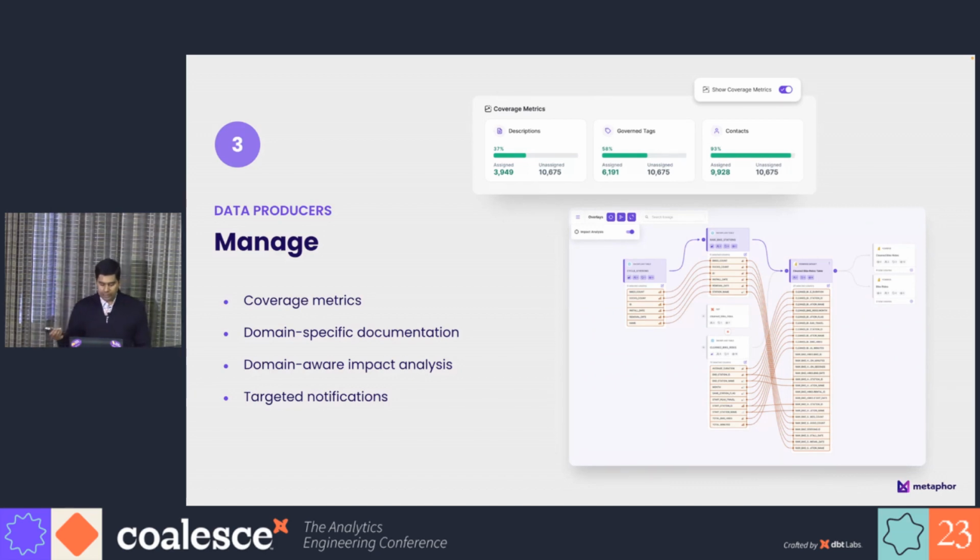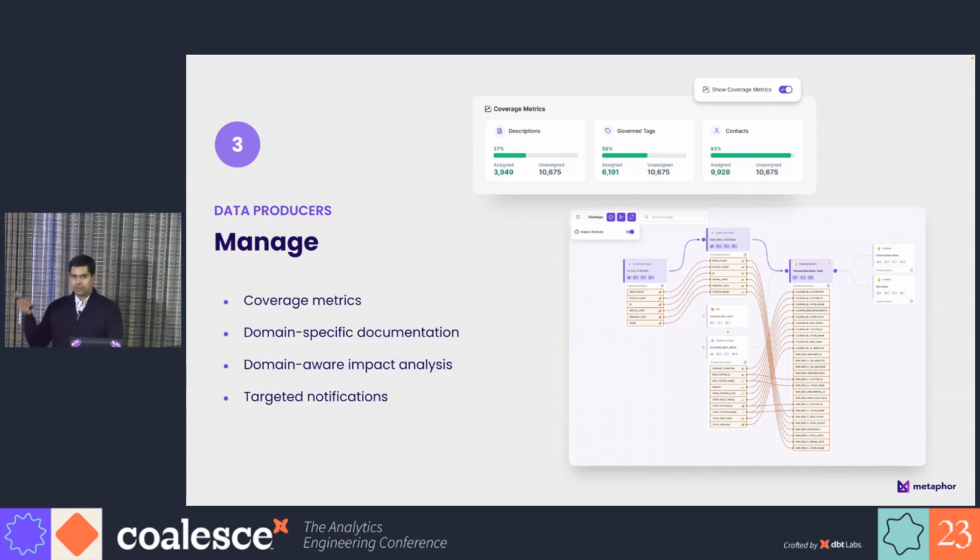So the catalog should also provide them the ability to provide domain-specific documentation, domain-specific use cases, et cetera, all defined in one place, which can be available for their data product consumers or their data product dependencies downstream, as well.